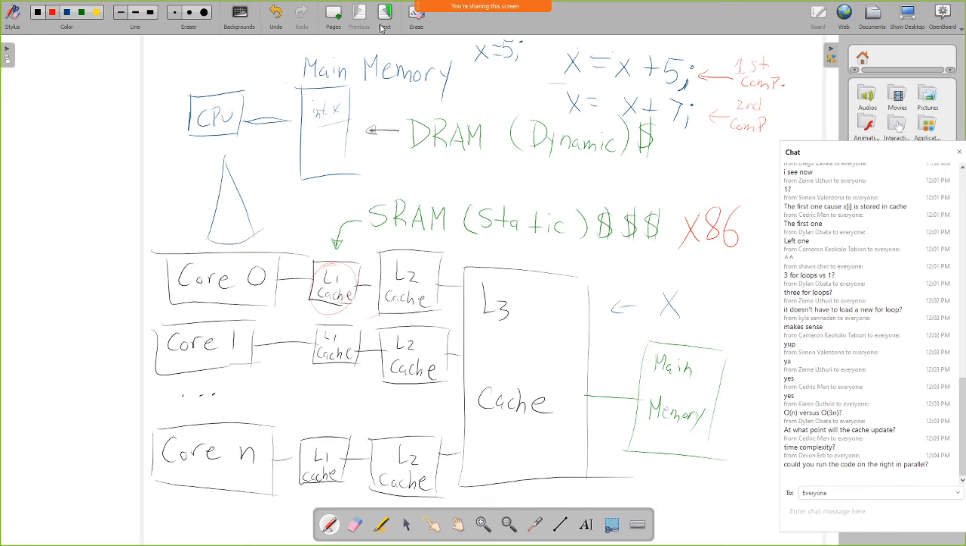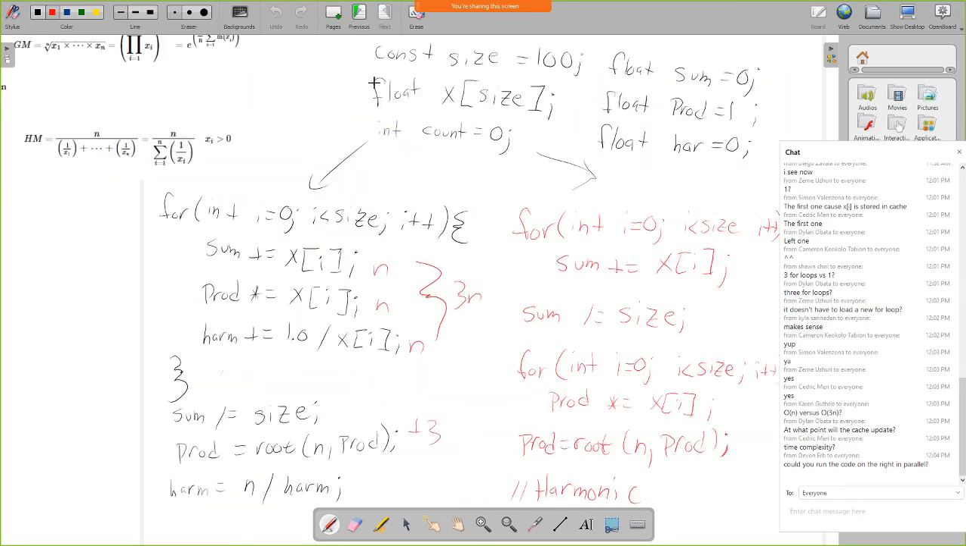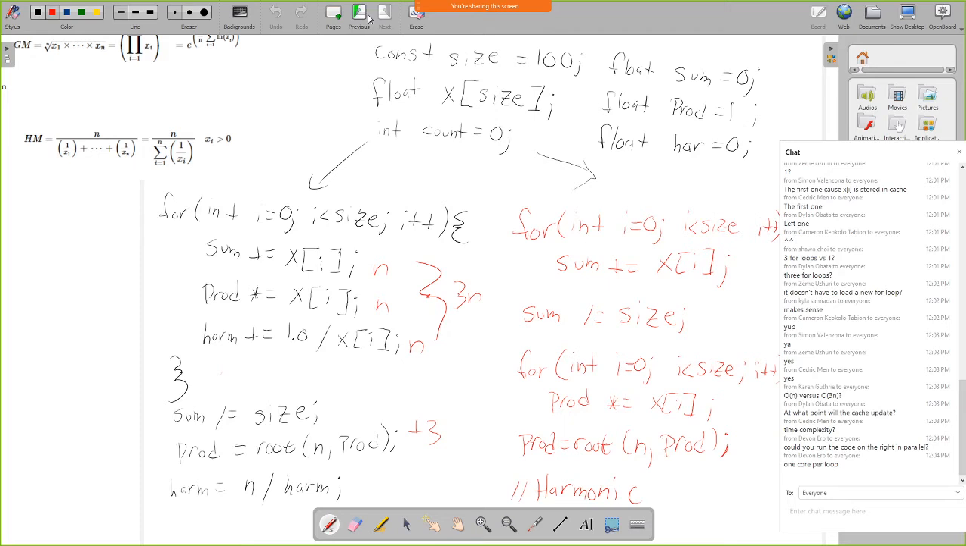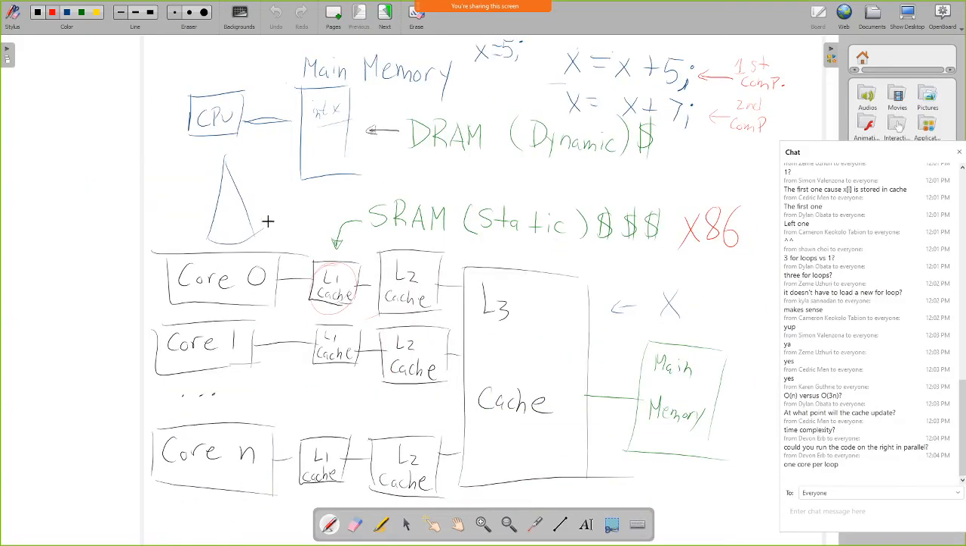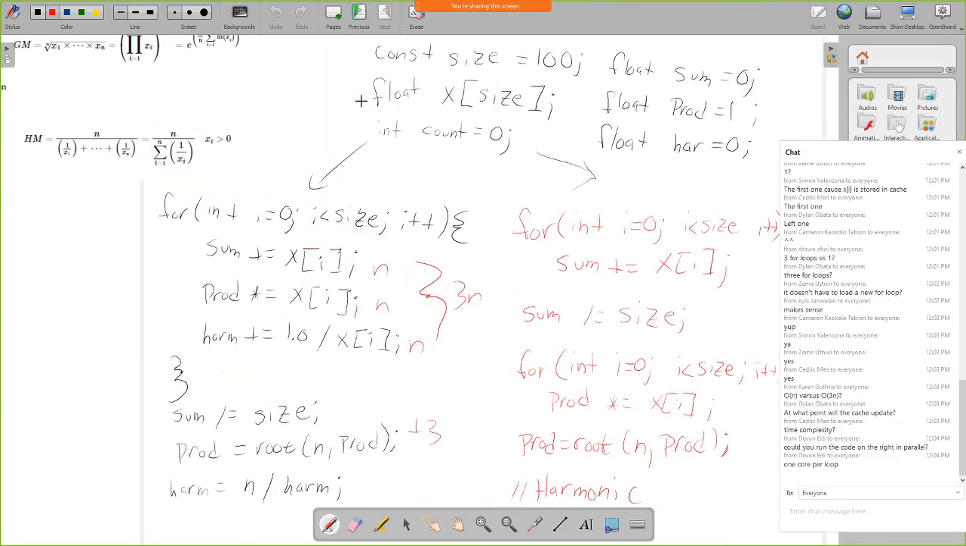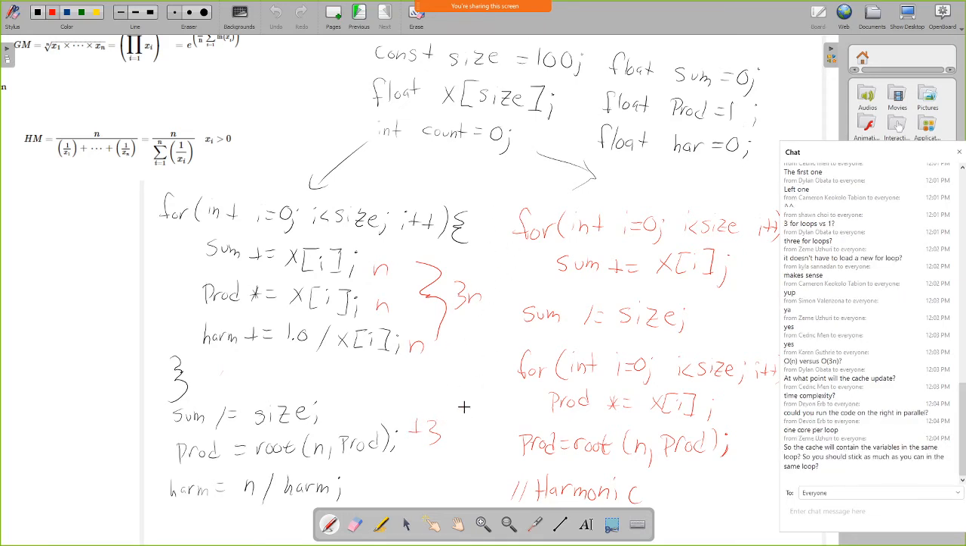Could you run the code on the right in parallel? Yes, you could. Although, if you're running it on the same system, you are still probably going to get caching issues, because they do still share that L3 cache, right? Even if these are running in parallel. So they're still more likely, if they need to use the same variable, because another core used x sub i, actually, no, I'm sorry, that wouldn't affect this, right? Because they're all using x sub i. Yeah, one core per loop. Yeah, and they actually are more likely to get cache hits if that's the case.